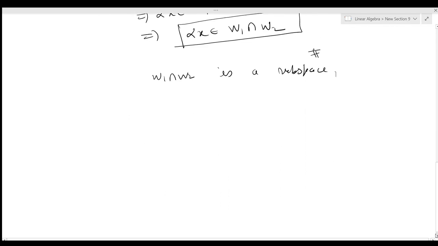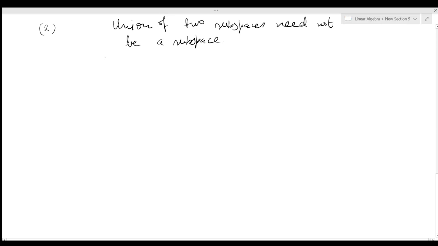Now we have to prove the next result, the second one, that is, the union of two subspaces need not be a subspace. So as the intersection of two subspaces is a subspace, but for union this result is not true. Union of two subspaces need not be a subspace.